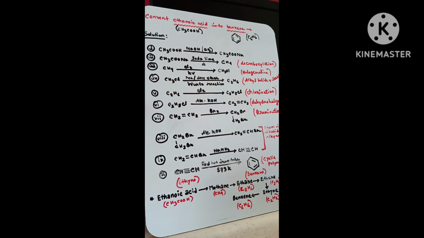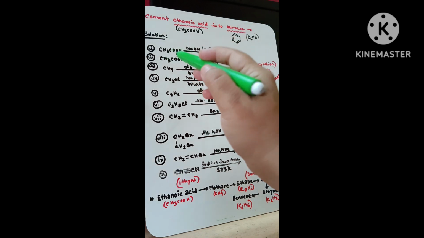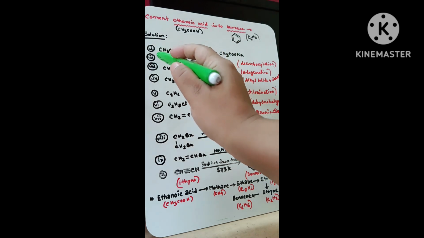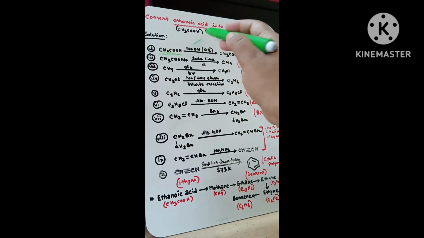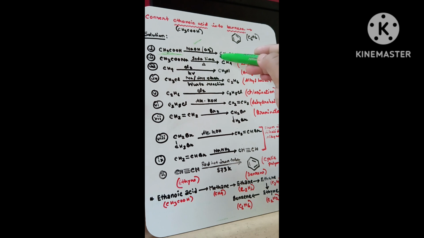sodium ethanoate or sodium acetate. So this is basically the first step. Ethanoic acid is reacting with sodium hydroxide to get sodium acetate or sodium ethanoate. Now in the second step, sodium acetate is reacting with soda lime and it is producing methane, CH4.